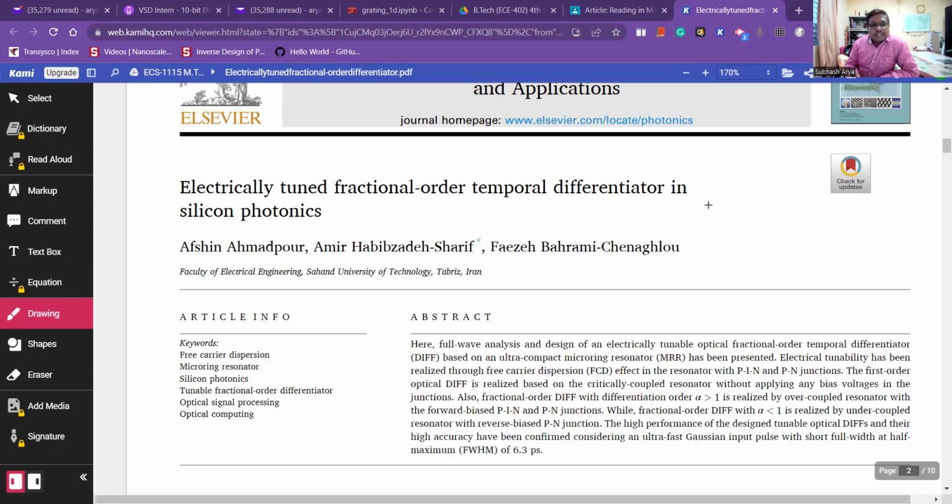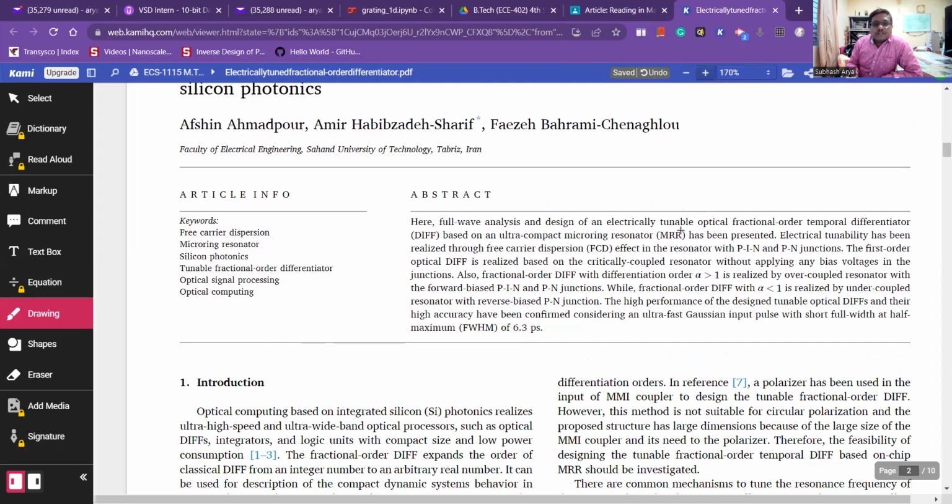This article is titled Electronically Tuned Fractional Order Temporal Differentiator in Silicon Photonics. So this is a fractional order temporal differentiator. There is a circuit called a differentiator that is temporal in nature, and it is fractional order. The entire differentiator is electrically tuned in silicon photonics. So let us see the abstract.